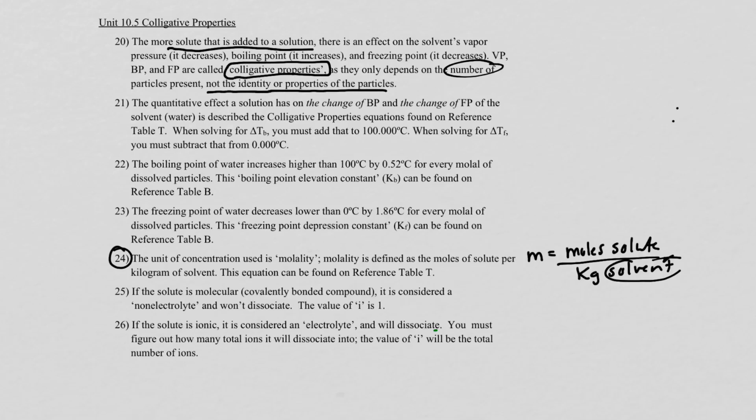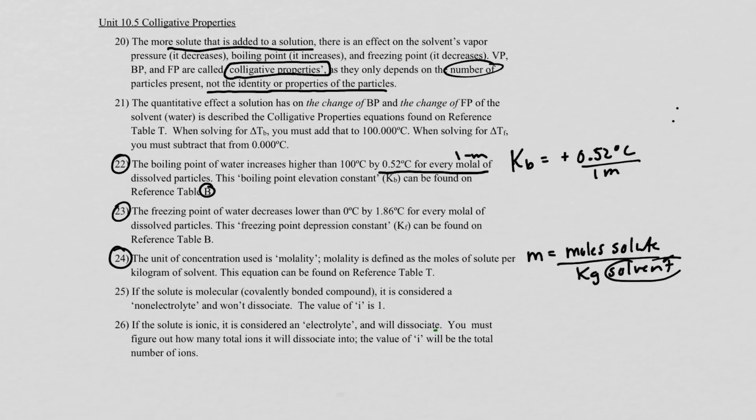Now, we're going to skip number 21 just for a second to talk about 22 and 23. The boiling point of water is going to go higher than 100 degrees Celsius whenever you dissolve something into the water. And it's a very quantitative relationship by how much that boiling point will increase. For every 1 molal solution, the boiling point is going to go up by 0.52 degrees Celsius. So this is a constant. The boiling point elevation constant is equal to a positive 0.52 degrees Celsius per every 1 molal of solution. And again, that can be found in reference table B, which I showed you a moment ago.